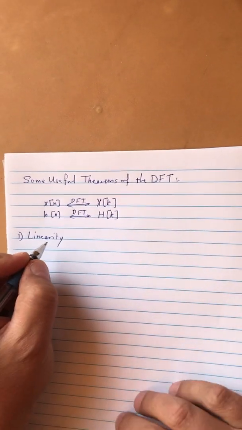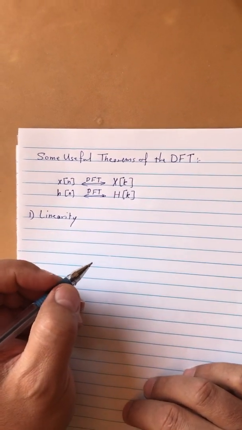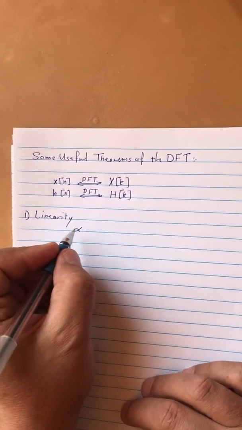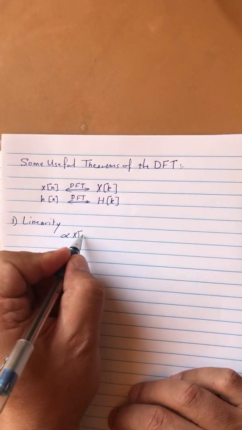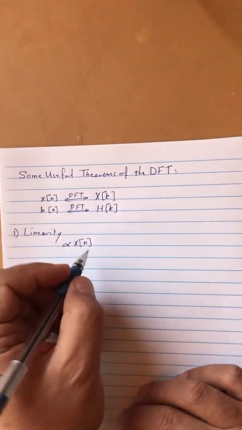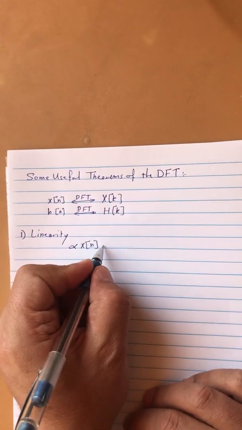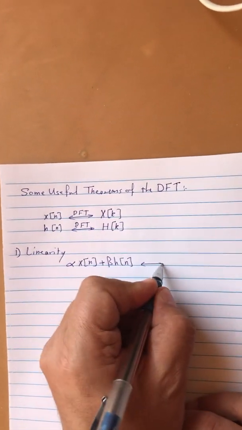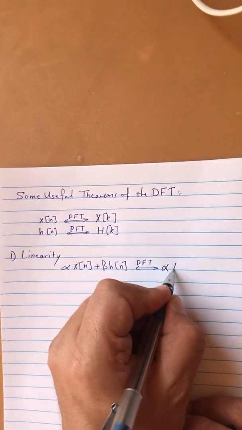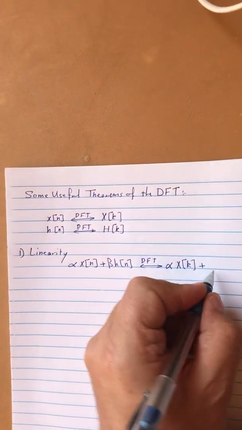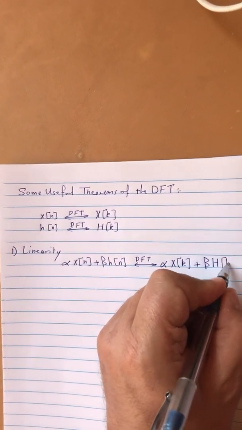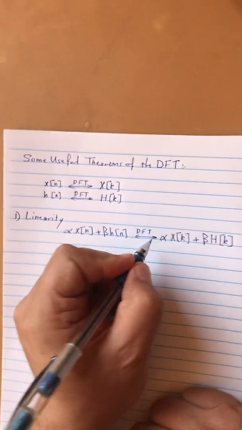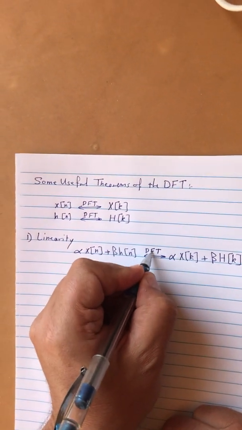Linearity mainly is applicable because of the definition of the DFT. Linearity means that if we have a linear combination of x of n and h of n, then we also have the same linear combination of their DFTs. Alpha x of n plus beta h of n has the DFT of alpha x of k plus beta h of k. So this is theorem number one, and it's really helpful. But we don't have to demonstrate that by an example. It's really something very simple.